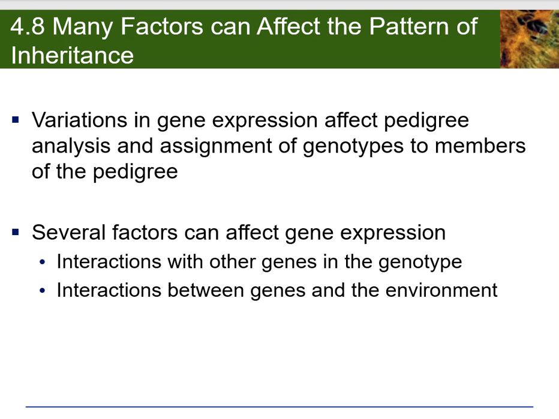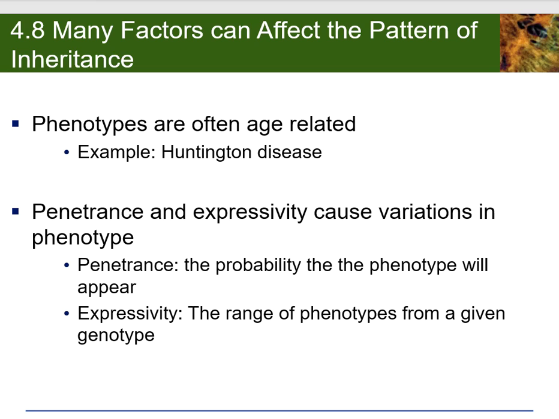Okay, many factors can affect the pattern of inheritance. Variations in gene expression affect pedigree analysis and assignment of genotypes to members of the pedigree. Several factors can affect gene expression: interactions with other genes in the genotype, and interactions between genes and the environment. Phenotypes are often age-related, for example, Huntington disease, and penetrance and expressivity cause variations in phenotype. Penetrance is the probability that the phenotype will appear, and expressivity is the range of phenotypes from a given genotype.